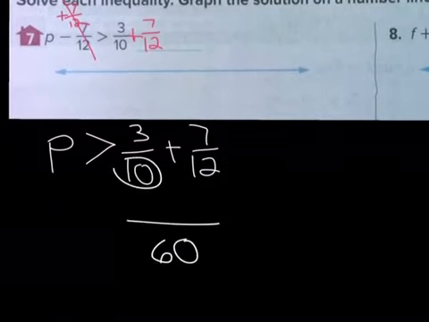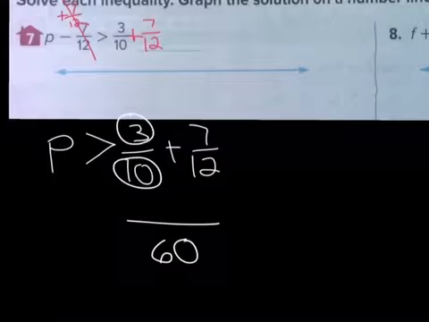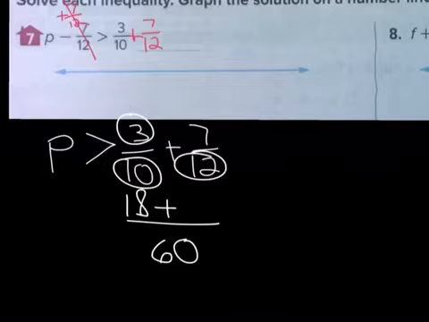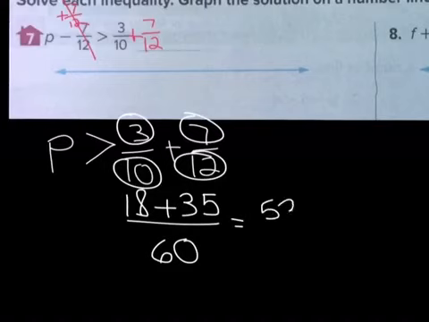Okay, what did I do to the 10? I multiplied it by 6, so I must multiply the 3 by 6 and I get 18. Plus, what did I do to the 12? I multiplied it by 5, so I multiply the 7 by 5 and I get 35. Right? And 18 plus 35, I get 53 over 60.